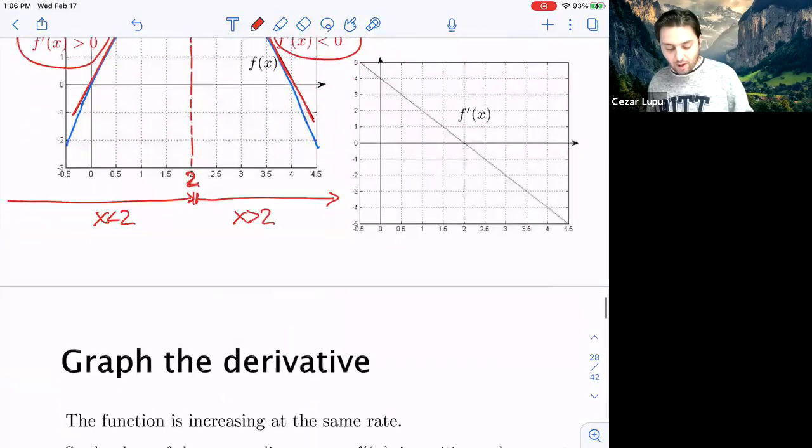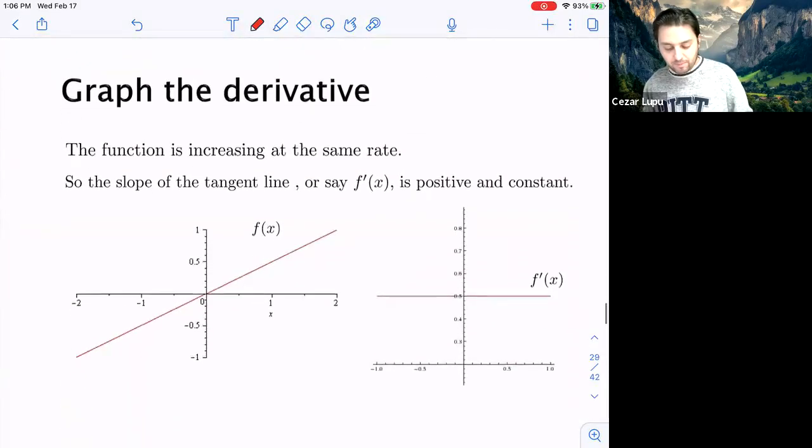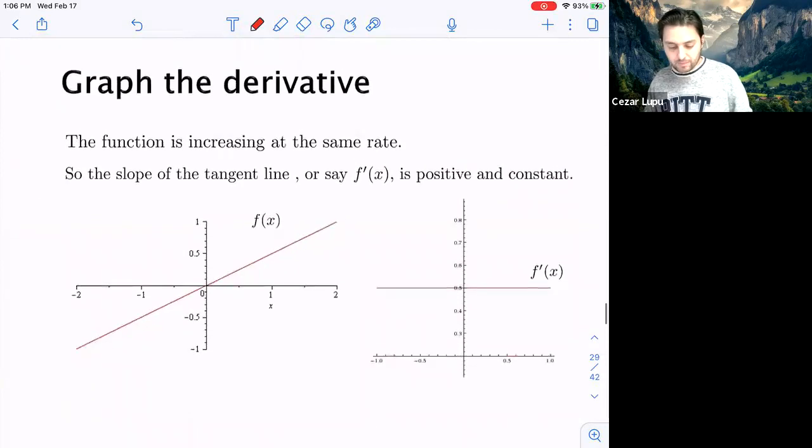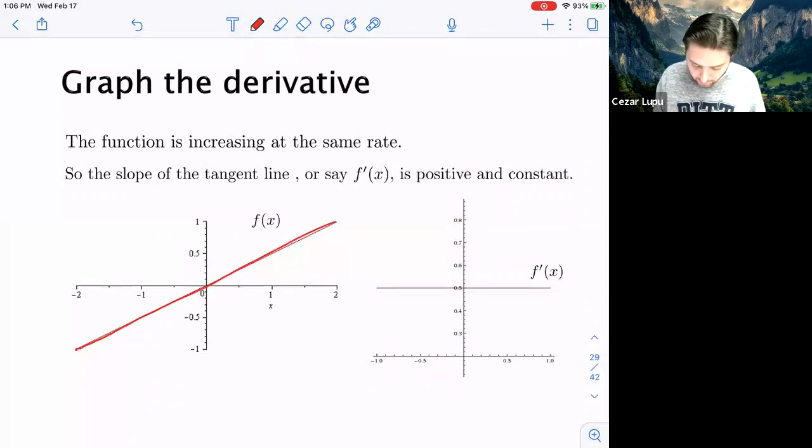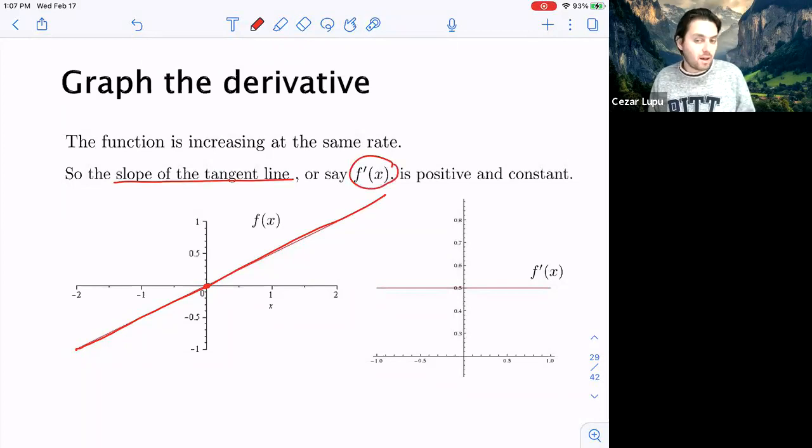All right. Now let's talk about the graph of the derivative a bit. Look at the first graph. If you look at this, this is a line that goes through the origin. So it's a linear function. This is an increasing function. It increases at the same rate. So the slope of the tangent line, or let's say the derivative, is positive and constant. Always when you hear the slope of the tangent line, you are thinking about the derivative.